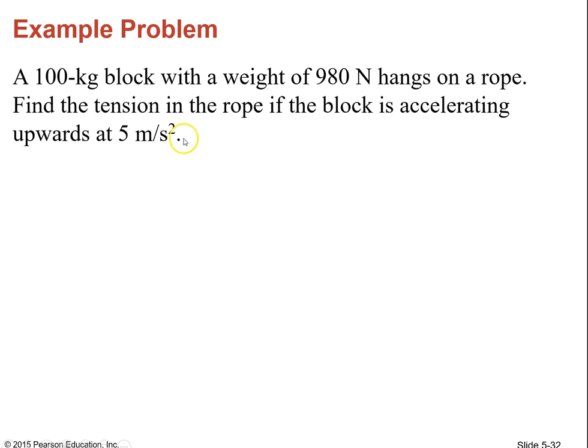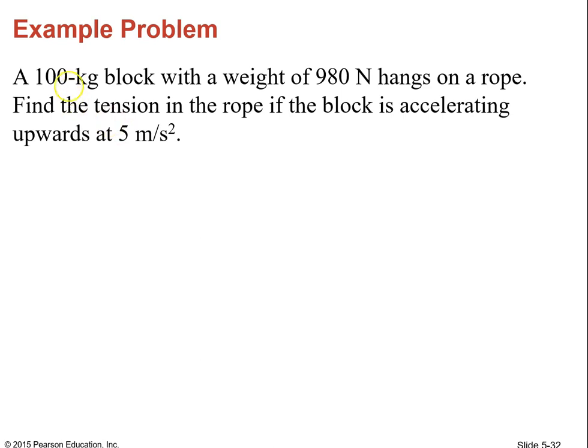All right, so now this one has an acceleration this time. Okay, a 100 kilogram block with a weight of 980 newtons hangs on a rope. Find the tension in the rope if the block is accelerating upwards at 5 meters per second squared. So now we know the acceleration. If we know the acceleration, we know the mass of the object. So mass times acceleration can get you the net force.